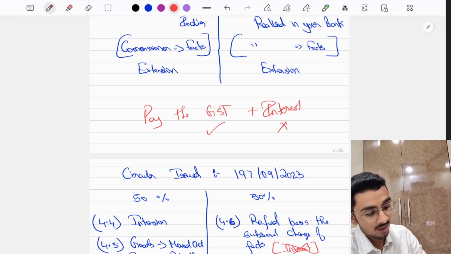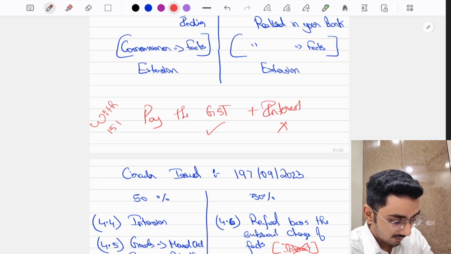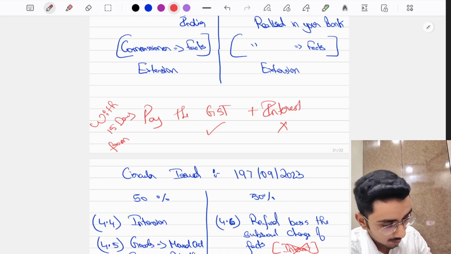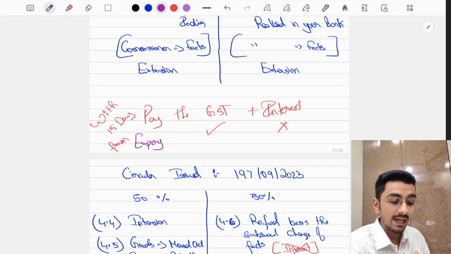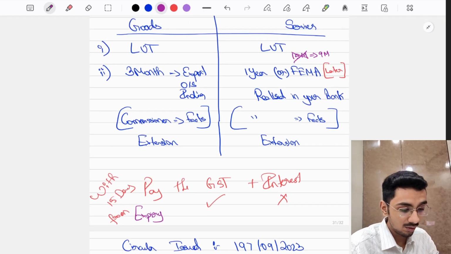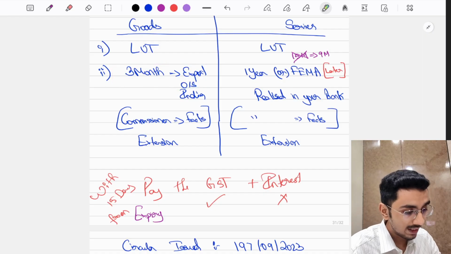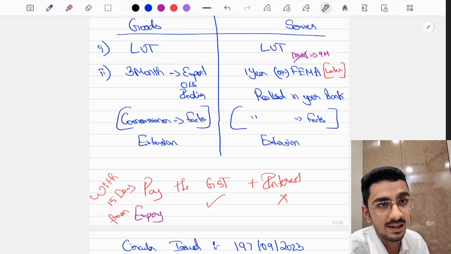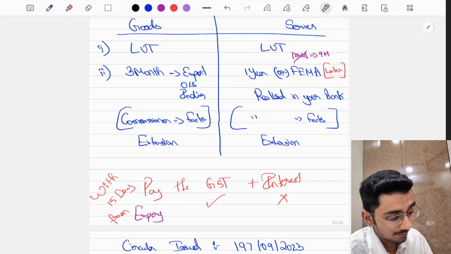And always remember, the application is to be made within 15 days from expiry of 3 months in cases of export of goods, and in case of realization for services, it is 1 year or 9 months, whichever is later. So as of today, July 2026, it will be 1 year.